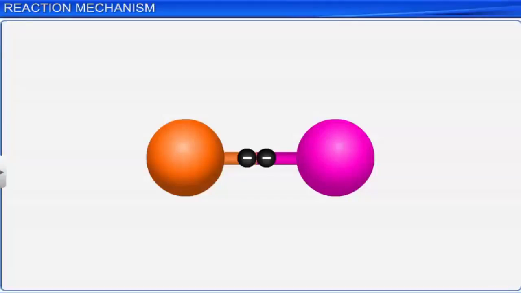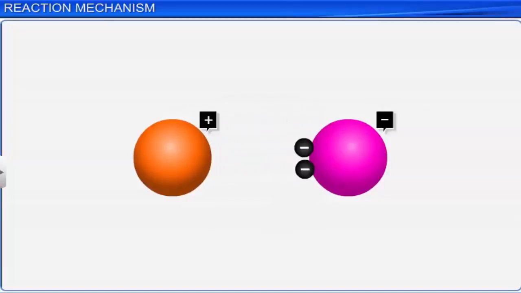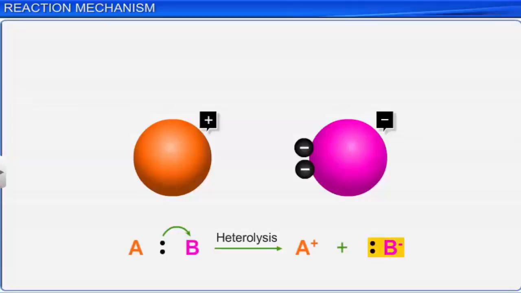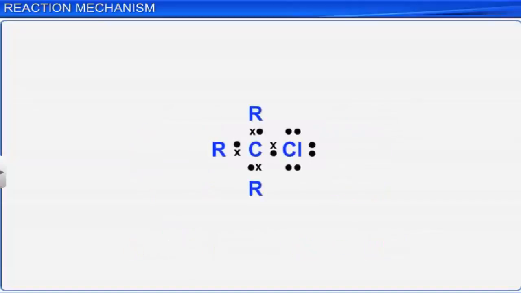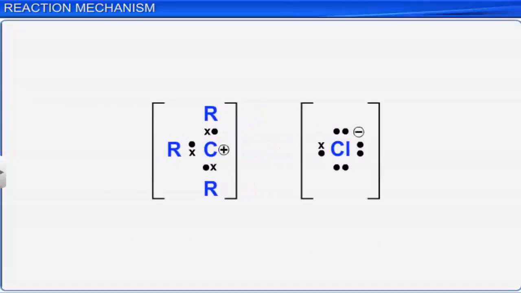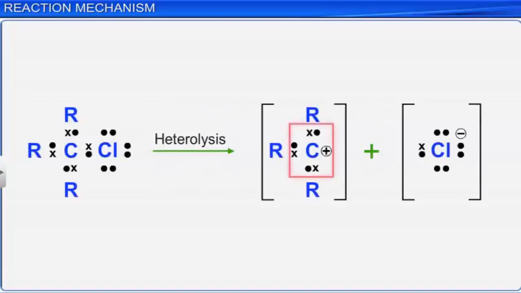Heterolytic cleavage is just the opposite of homolytic cleavage. In heterolytic cleavage, a bond is broken unequally, and the shared electron pair goes to the more electronegative atom. Thus, after heterolytic cleavage, the atom that loses the bonded electrons gets a sextet electronic structure and acquires a positive charge.